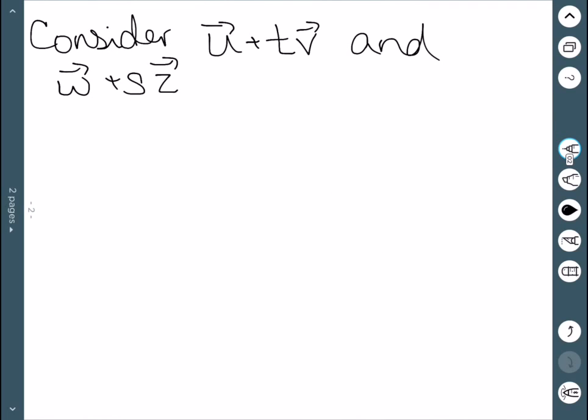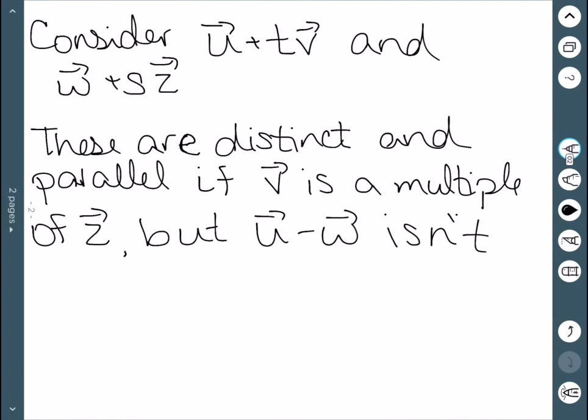The second case, what if they're not equal, but they are parallel? In this case, these are distinct and parallel if v is a multiple of z, but u minus w isn't. For them to be the same, we needed both v and u minus w to be multiples of z. Here I only need v, and u minus w can't be. This is guaranteeing that we have different intercepts on the y-axis.